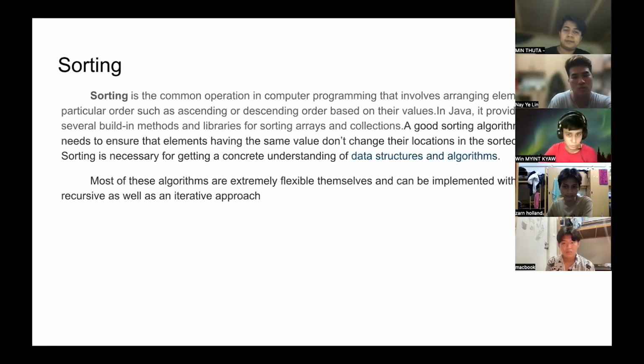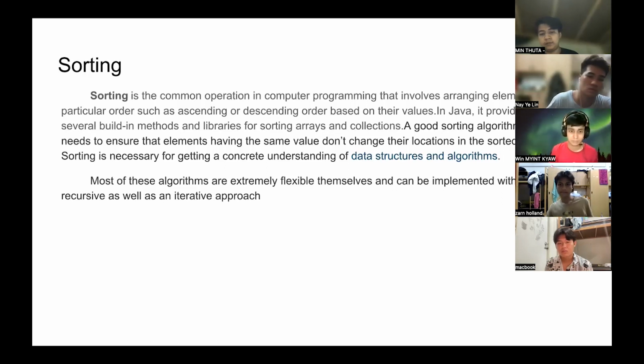Sorting is a common operation in computer programming that involves arranging elements in a particular order, such as ascending or descending order, based on their values. In Java, there are several built-in methods and libraries for sorting arrays and collections. A good sorting algorithm also needs to ensure that elements having the same value don't change their locations in the sorted array. Sorting is necessary for getting a concrete understanding of data structures and algorithms.